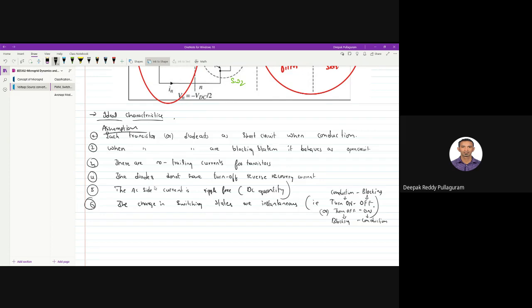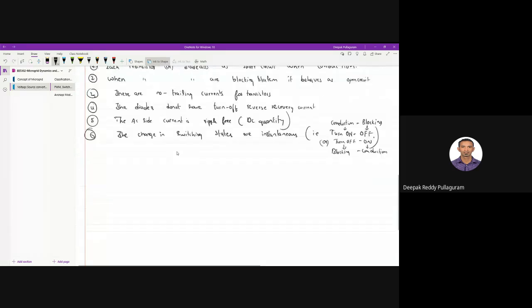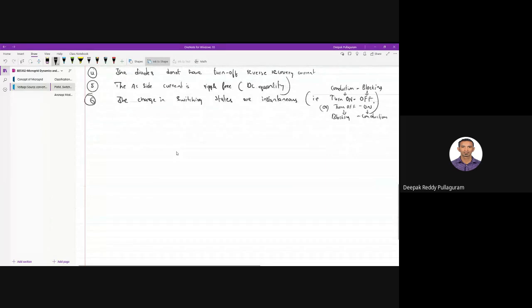So let's say, do I need to draw or shall I take it from a textbook image? Which is the better option? I'll take it from the textbook so that it saves some time.